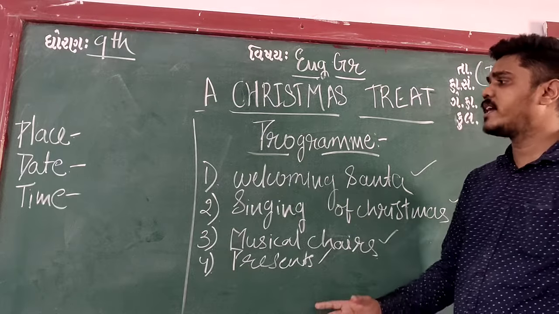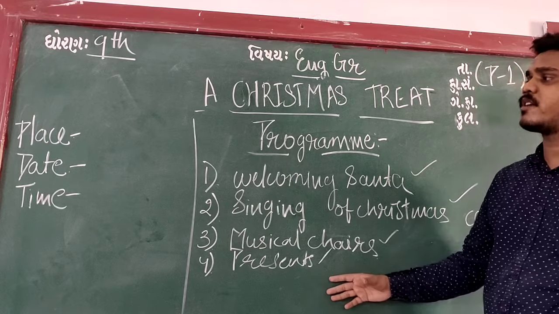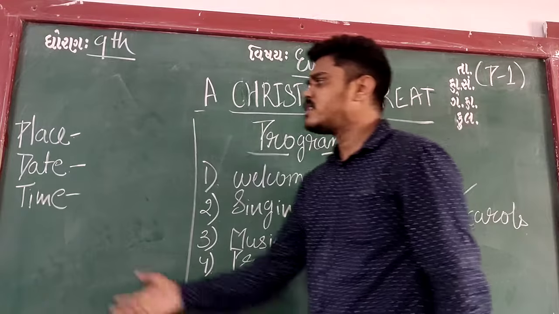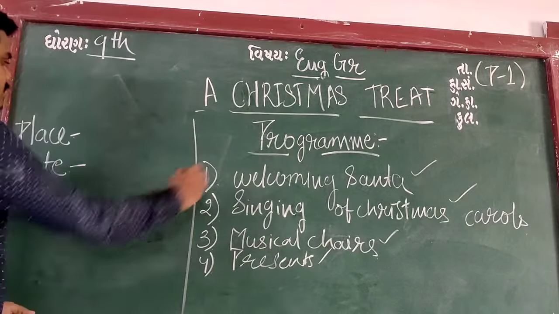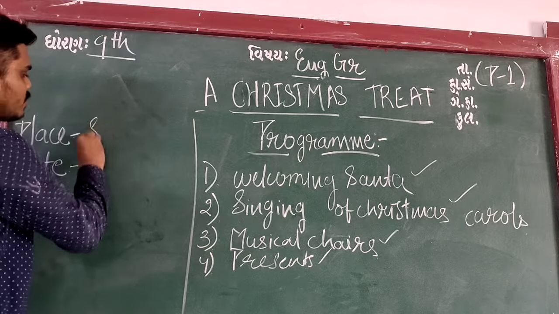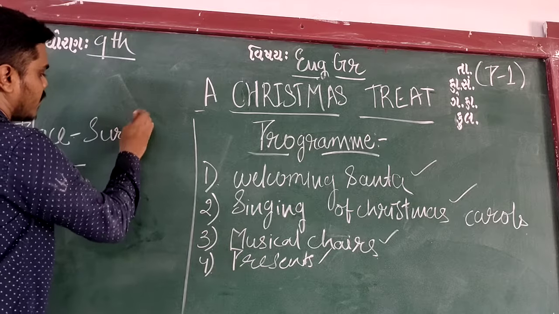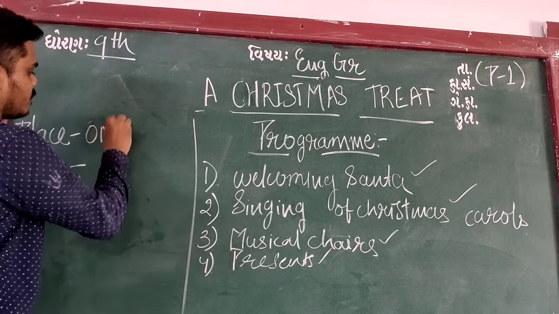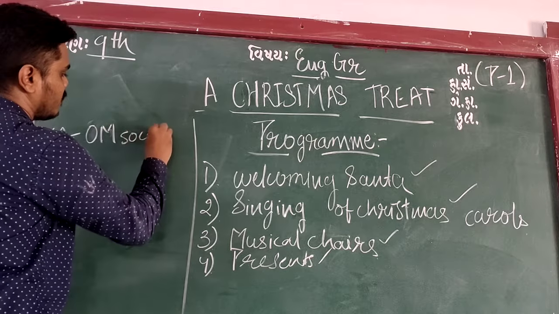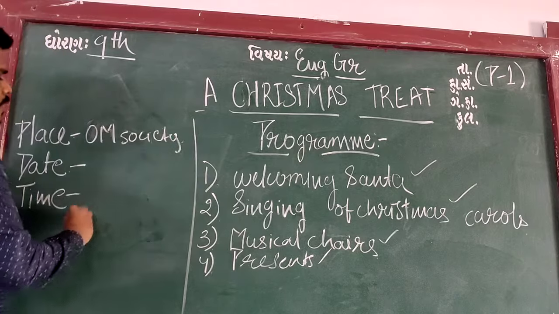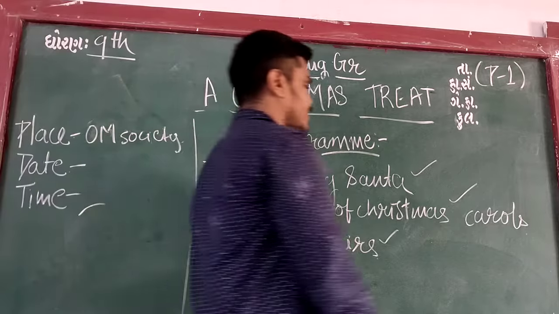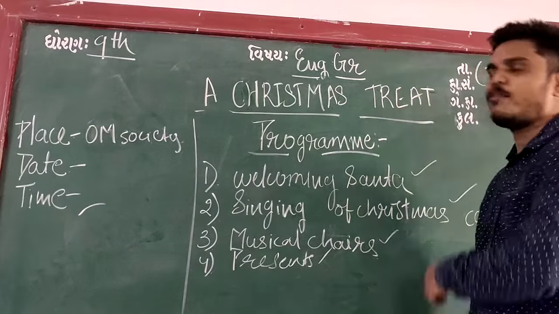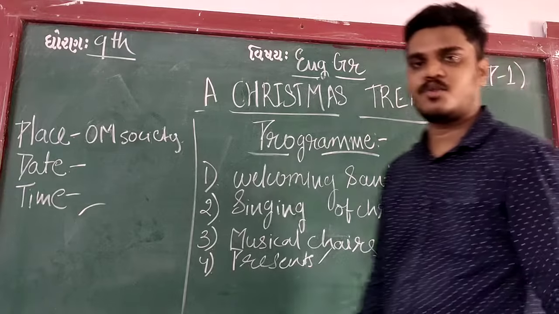I hope that these things are important. Here you can use places like Surat, Om Society. Got it? And here our lecture is over. I hope all the things are covered. Thank you very much.